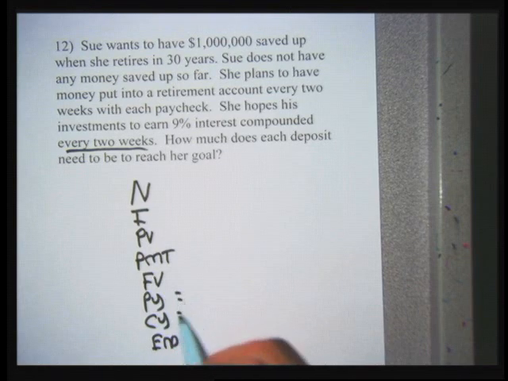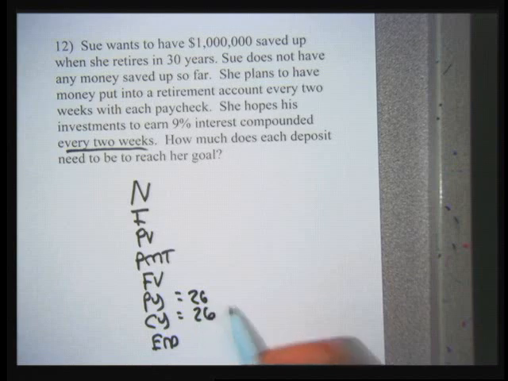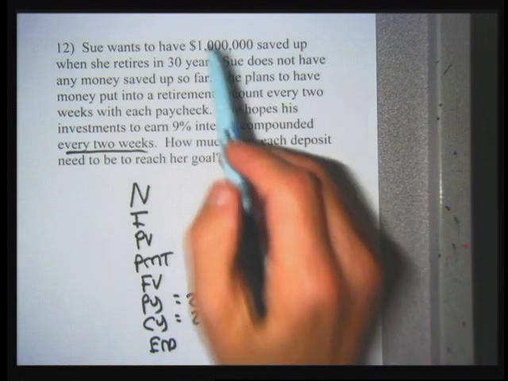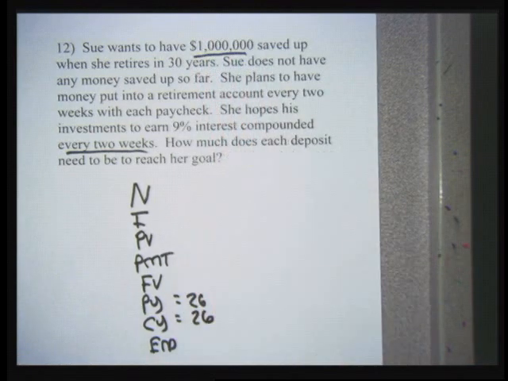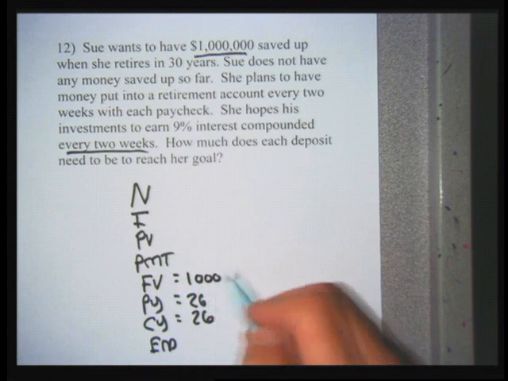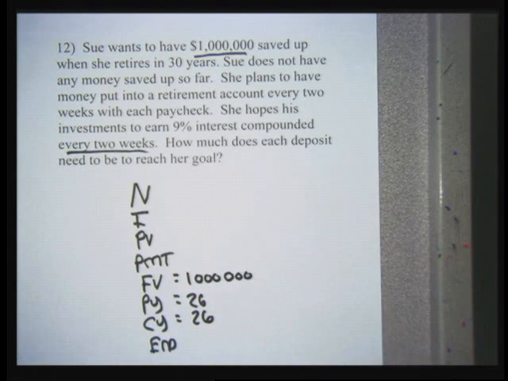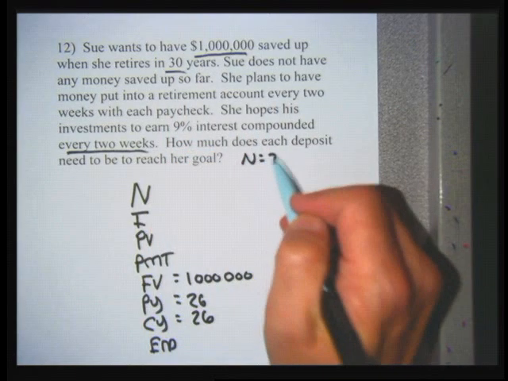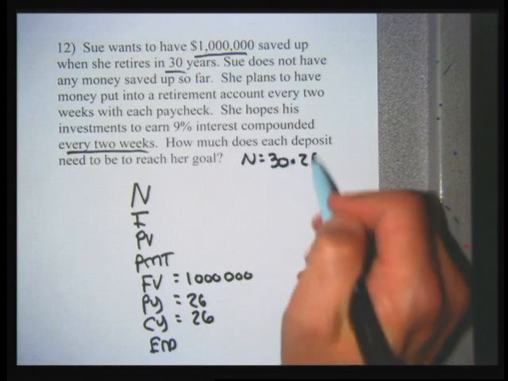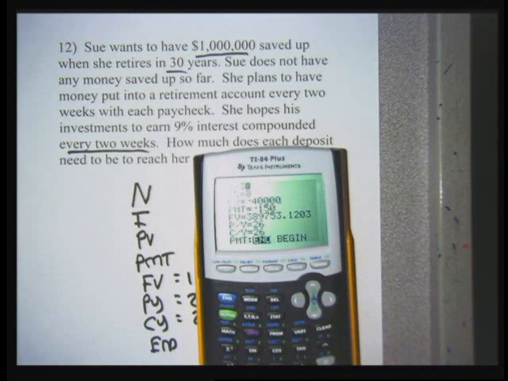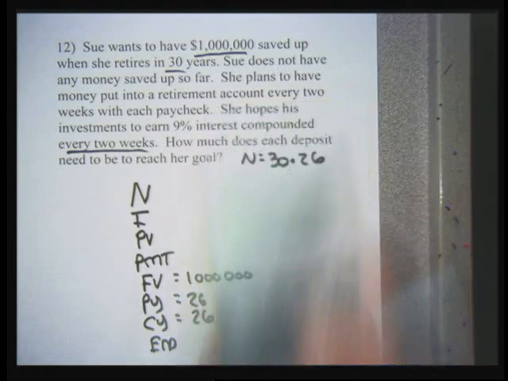In this problem, just like the last problem, it's every 2 weeks, so the PY and the CY are 26. Now I'll start with the money. The $1 million is the amount she wants to have saved up in the future. That's going to be a future value, and the future value always goes in as a positive unless it's 0. And the time is 30 years, so the N is going to be 30 years times 26 payments per year. So I'm going to scroll up to the N and do 30 times 26, and I get 780 for the N.